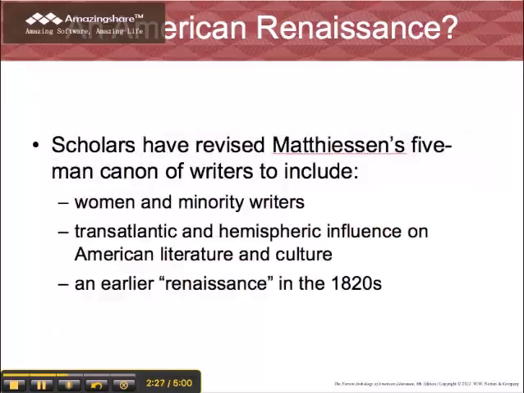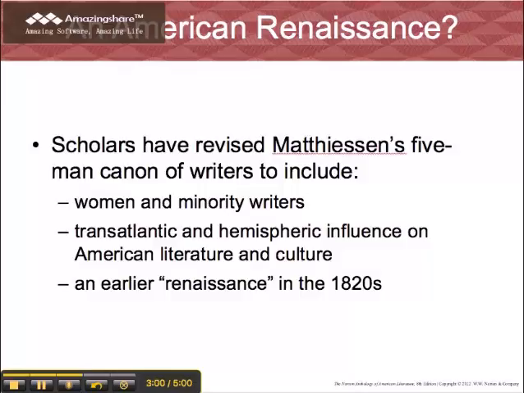The major revisions to Matthiessen's version of the American Renaissance came in the form of the multicultural and feminist critiques of the 1970s and 80s, and in the transatlantic and hemispheric critiques of the 1990s and the first decade of the 21st century. These various efforts to revise and expand the five-man canon of Matthiessen's American Renaissance have given us a richer and more complete version of the literary production in the United States during the antebellum period.